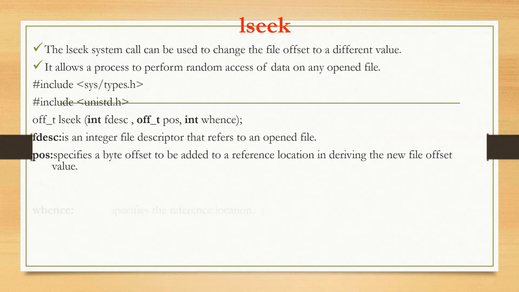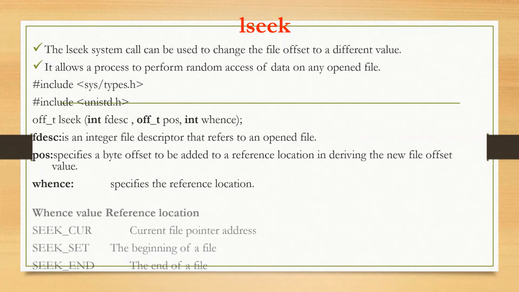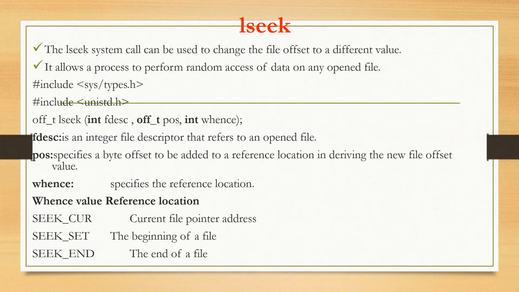The whence value reference locations are of three different types: SEEK_CUR, that is the current file pointer address; SEEK_SET, the beginning of the file; SEEK_END, the end of the file. One point to remember: it is illegal to specify a negative pos value with the whence variable set to SEEK_SET, as this will set a negative offset.